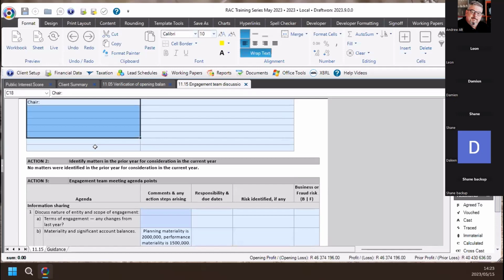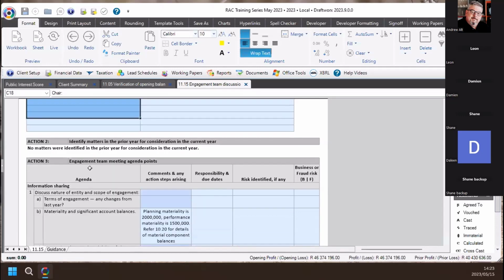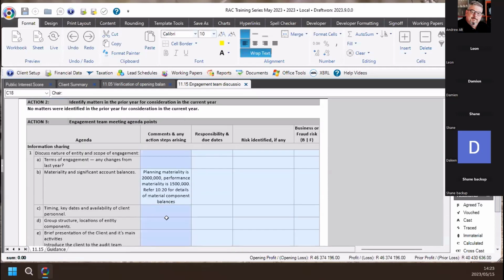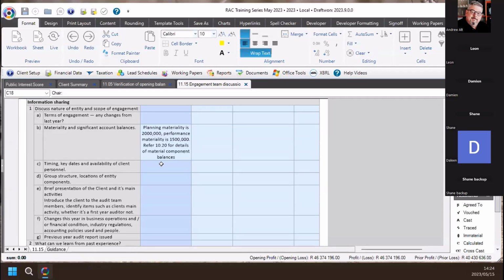The format of this document is intended to give you an agenda for this discussion. Now, you might choose to go and pre-populate some of the comments and information and responsibilities and due dates if you wish. But the idea is that you could also just sit with this document during your engagement meeting, your kickoff meeting, and then raise any pertinent comments as you're going through.